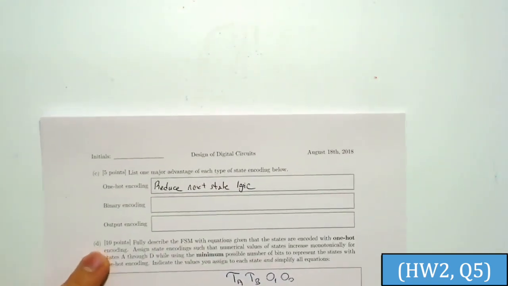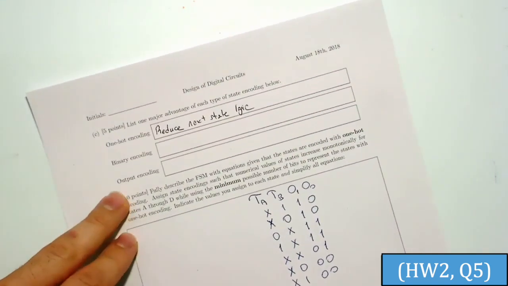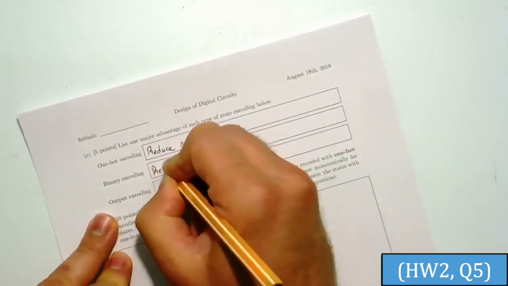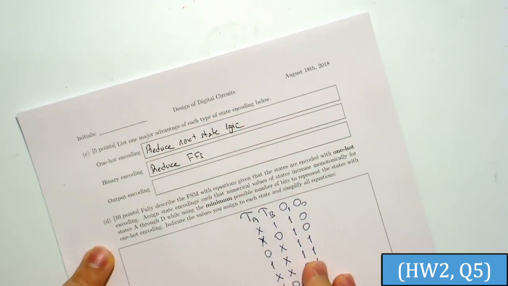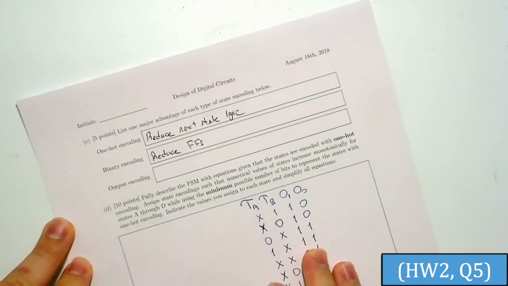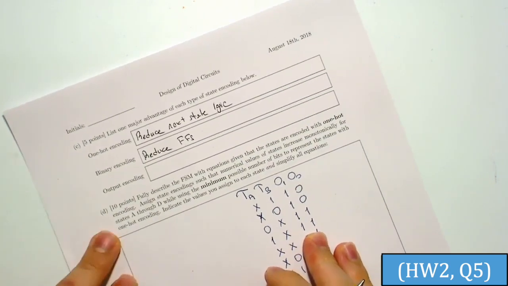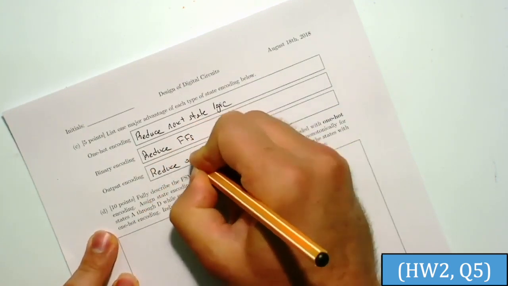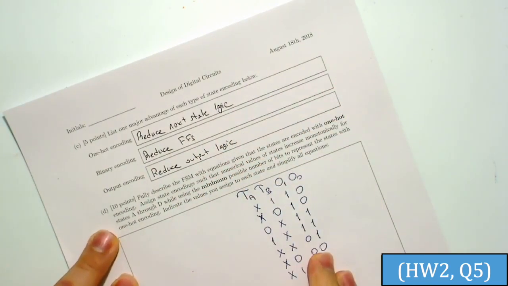For the binary encoding, as I said, we try to use the least amount of bits to represent the state. This means that you reduce the flip-flops that you need to represent the states. This is, I would say, the major advantage of binary encoding: reduce flip-flops. And for the output encoding, our goal is to use the least amount of logic units to encode the output, right? So this is also clear, I guess, if there is no question with those.